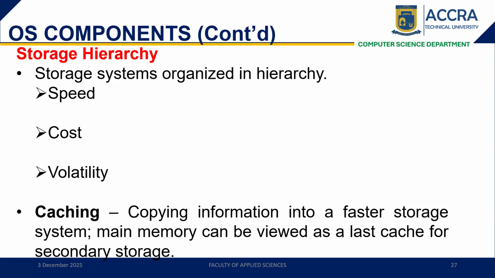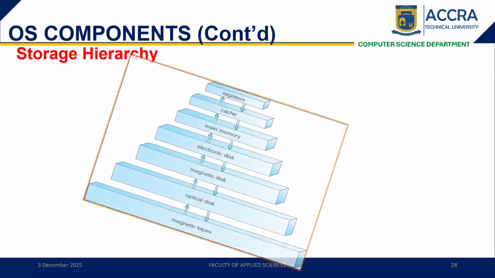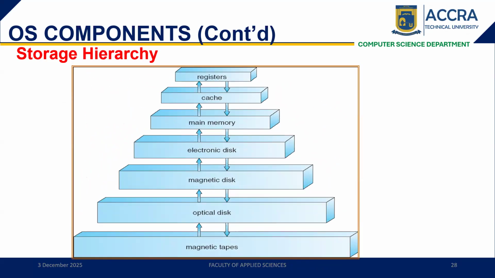So caching means that we are copying information into a faster storage system. And the main memory can normally be viewed as a last cache for secondary storage. We'll discuss caching and issues about swapping, paging, and all of that when we go into the lecture on memory management, to be able to understand all of that as well.